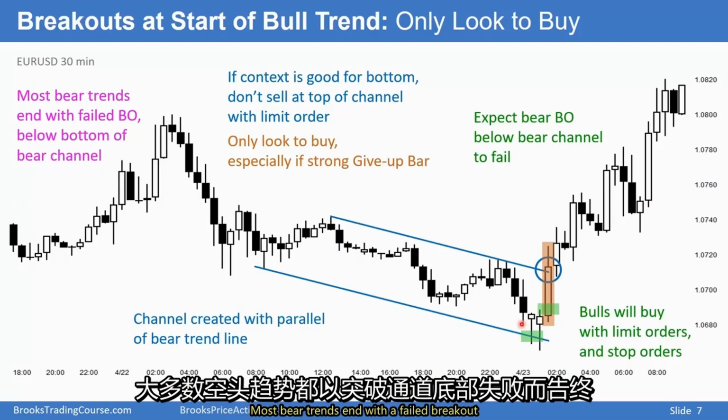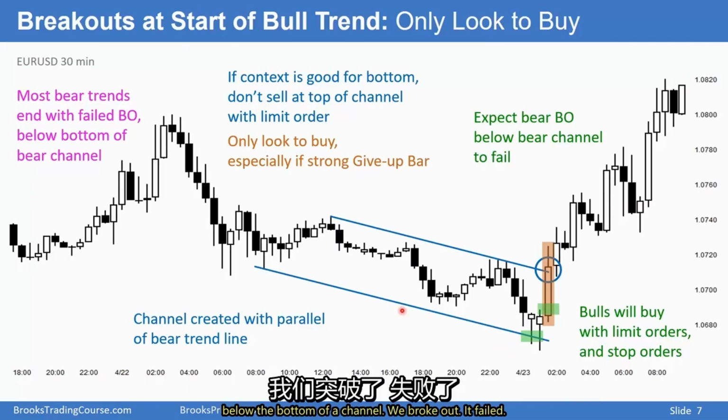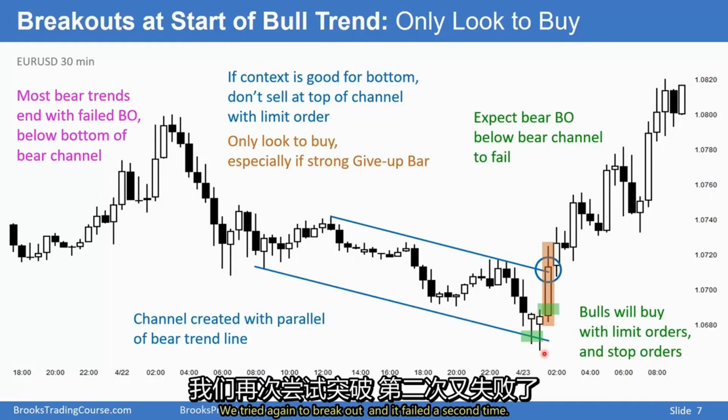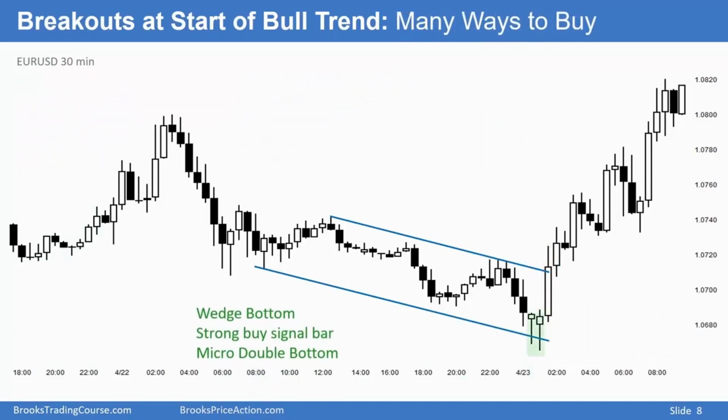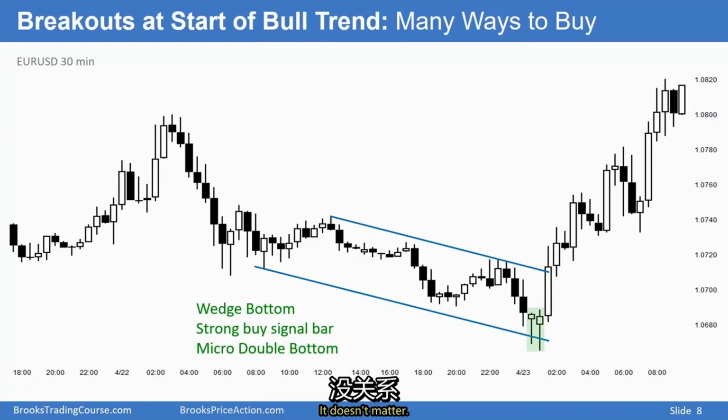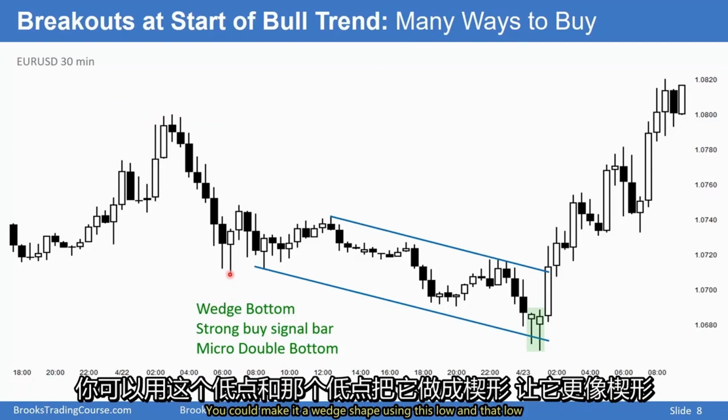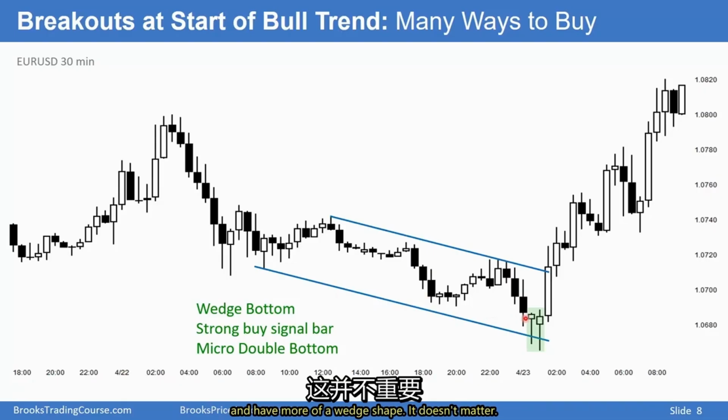Most bear trends end with a failed breakout below the bottom of a channel. We broke out, it failed. We tried again to break out, and it failed the second time. I know it does not have a wedge shape. It doesn't matter. You could make it a wedge shape using this low and that low, and it would have more of a wedge shape.